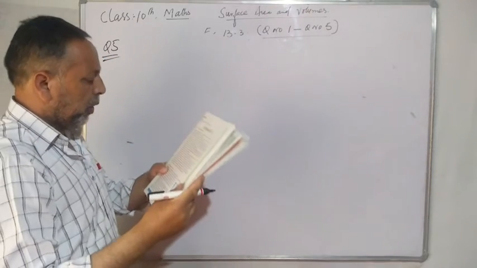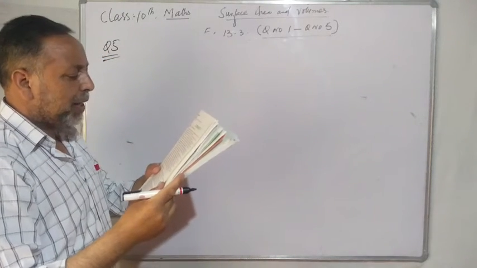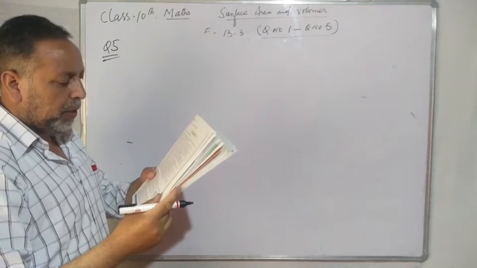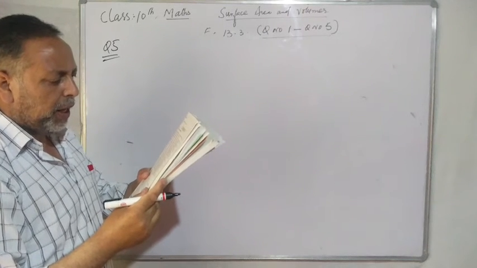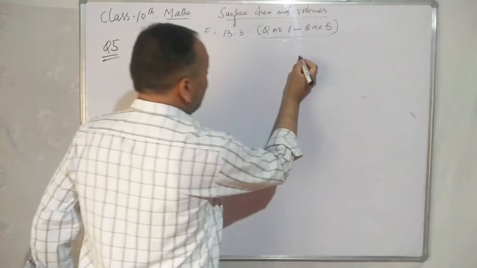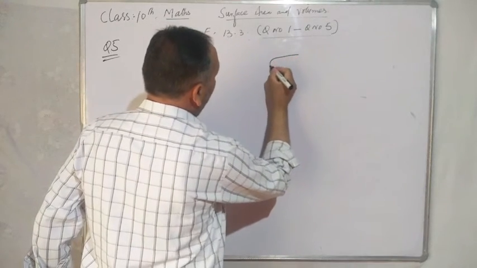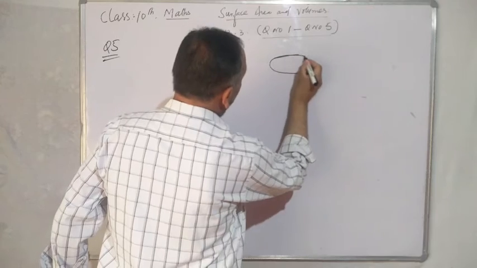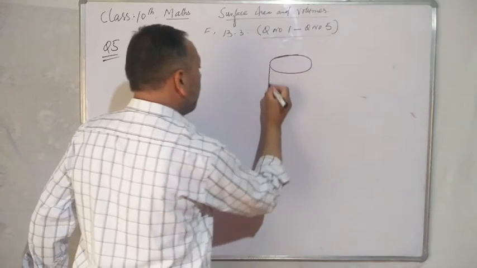A container shaped like a right circular cylinder having diameter 12 centimeter and height 15 centimeter. A cylindrical container is given. A container is given in the shape of a cylinder.